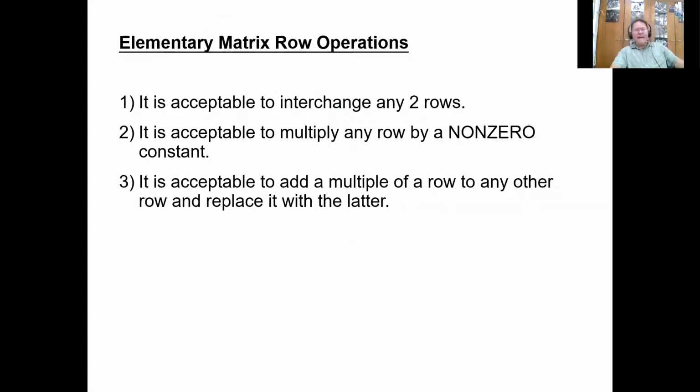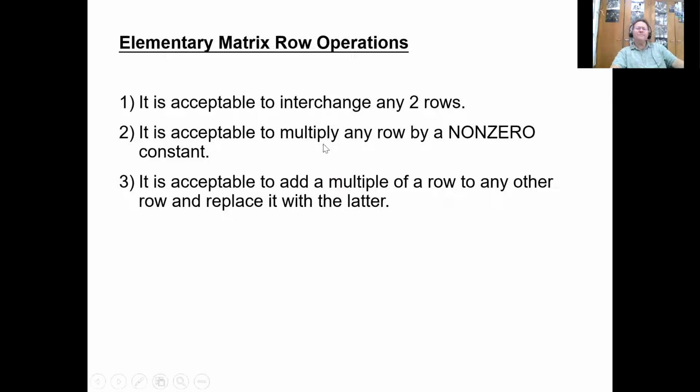All right, and this is absolutely a review from chapter 7. These are the things you can do. It's acceptable to interchange any two rows. You can move row 2 to row 4, row 4 to row 1, any row to any other row. That's absolutely acceptable. You can multiply any single row by any non-zero constant. You can multiply by 0, but then it just gives you 0 plus 0 plus 0 plus 0 equals 0. That doesn't help anybody. It's true, but it doesn't help us solve. So we want to multiply by something that's non-zero.